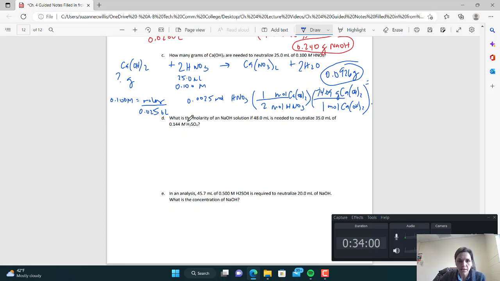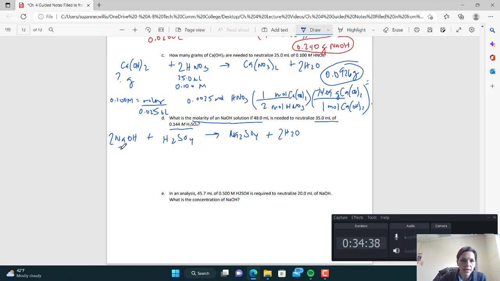Here, there's going to be a similar scenario. So what's the molarity of sodium hydroxide? See how we're looking for an unknown molarity? If 48.0 milliliters of him is needed to neutralize the 35 mils of sulfuric acid. So we already have seen this balanced equation probably, but we could write it out and balance it. So here we are looking for an unknown concentration. So let's make sure we're all balanced. Okay, and then collect what you know.